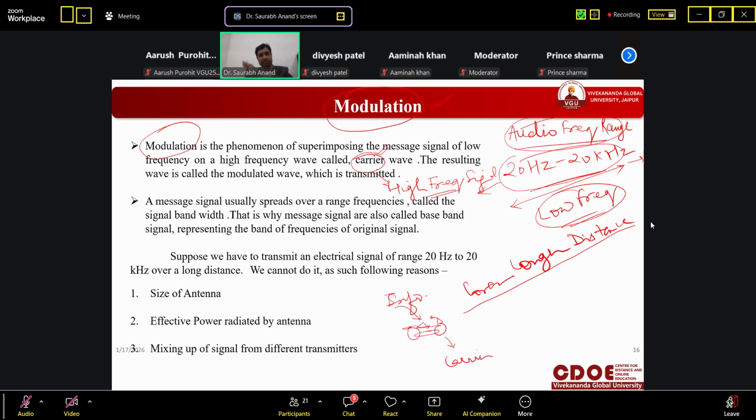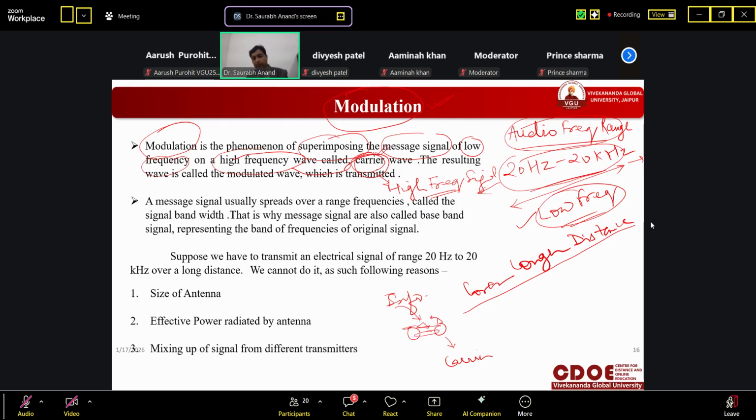So you are putting yourself on the cycle. That process is known as superimposition, right? So what we are doing is superimposing the information, which is known as the message signal, and it is actually low frequency, as I told you. And on what are we superimposing? We are superimposing on the carrier wave, and the carrier wave is high frequency. Due to high frequency, it can travel a long distance.